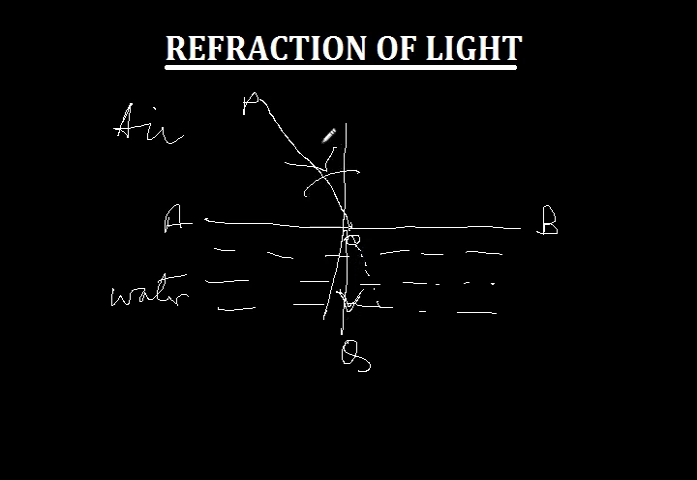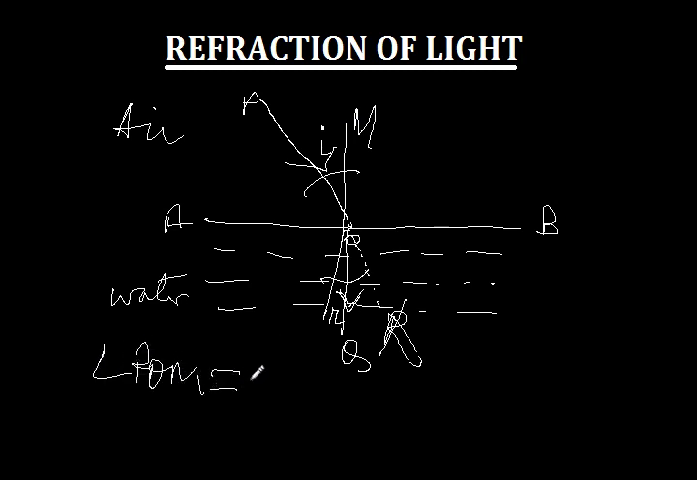Now the incident ray has made an angle I with the normal and the refracted ray has made an angle R with the normal. Incident ray is EO and OQ is the refracted ray. Sorry, OQ is the refracted ray; OR was the original ray. So angle EOM is equal to the angle of incidence I and angle QON is the angle of refraction R.